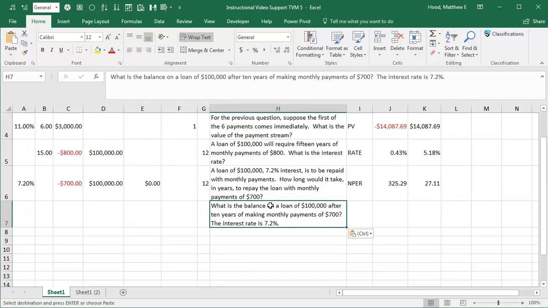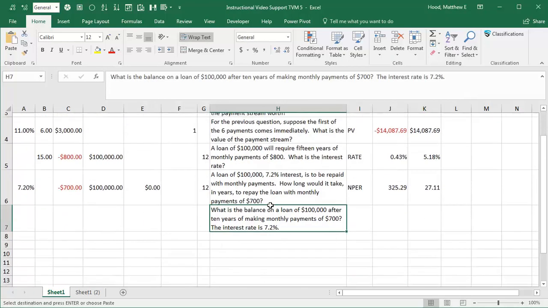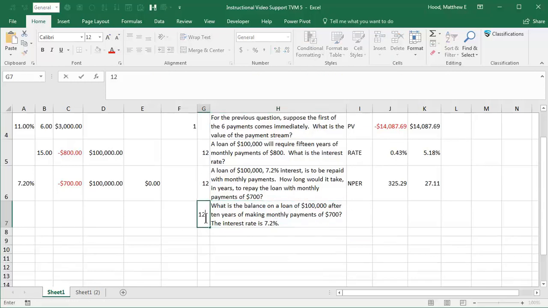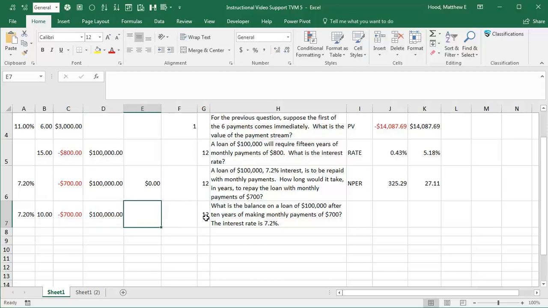Alright, for more practice and entering these in correctly, we have a very simple question. Balance. What is the balance on this loan after making payments of $700 for 10 years? So I've got monthly payments. I've got an interest rate of 7.2%. I've got 10 years. The payments leaving the borrower's hand is 700, and the amount they received initially is 100,000. And so we're looking for the future value.